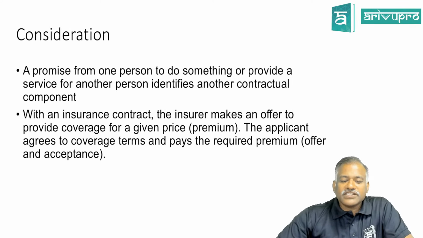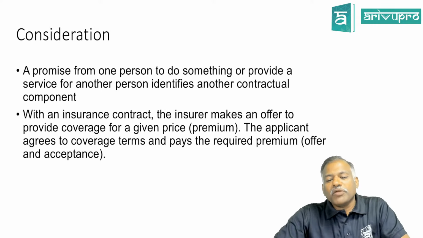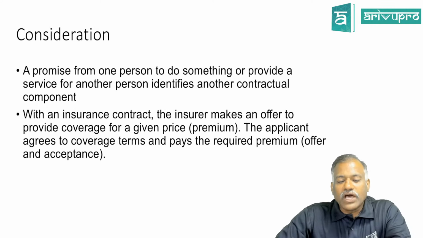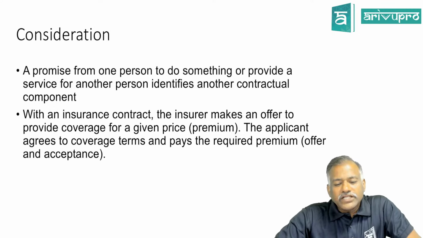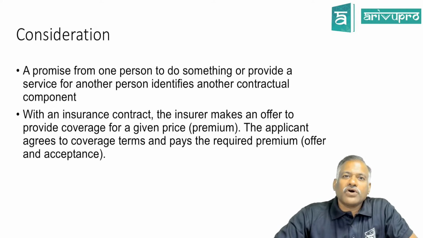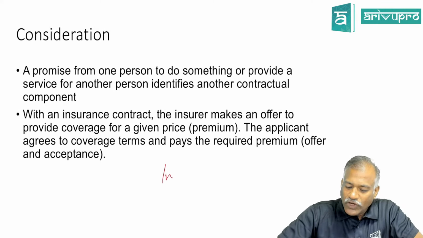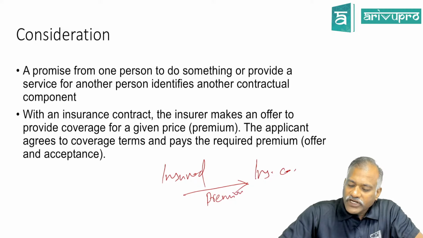Consideration. I think we discussed consideration in one of the previous slides, right? So a promise from one person to do something, or provide a service for another person, identifies the contractual component. So there are two parties, and in insurance, what is happening? The two parties are the insured and the company, right? So what are the two parties here? You have the insured and the insurance company. Now, the insured will pay the insurance company a premium, correct? And the insurance company will pay the insured the claims, correct?